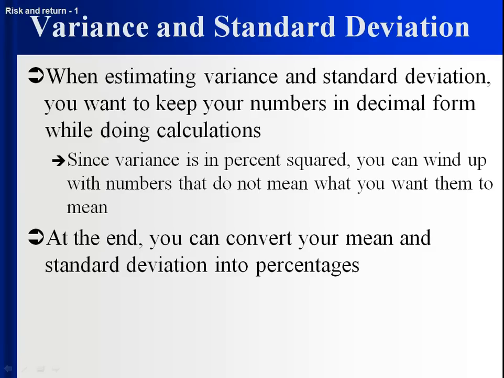Couple of notes on estimating standard deviation and variance. When you're doing your estimations, keep your numbers in decimal form when you're doing your calculations, because variance is percent squared, which is kind of a weird sense of units. So if you had 1.3%, you would want to put it in your calculations as 0.013 and keep that through. Otherwise, you can run into problems.